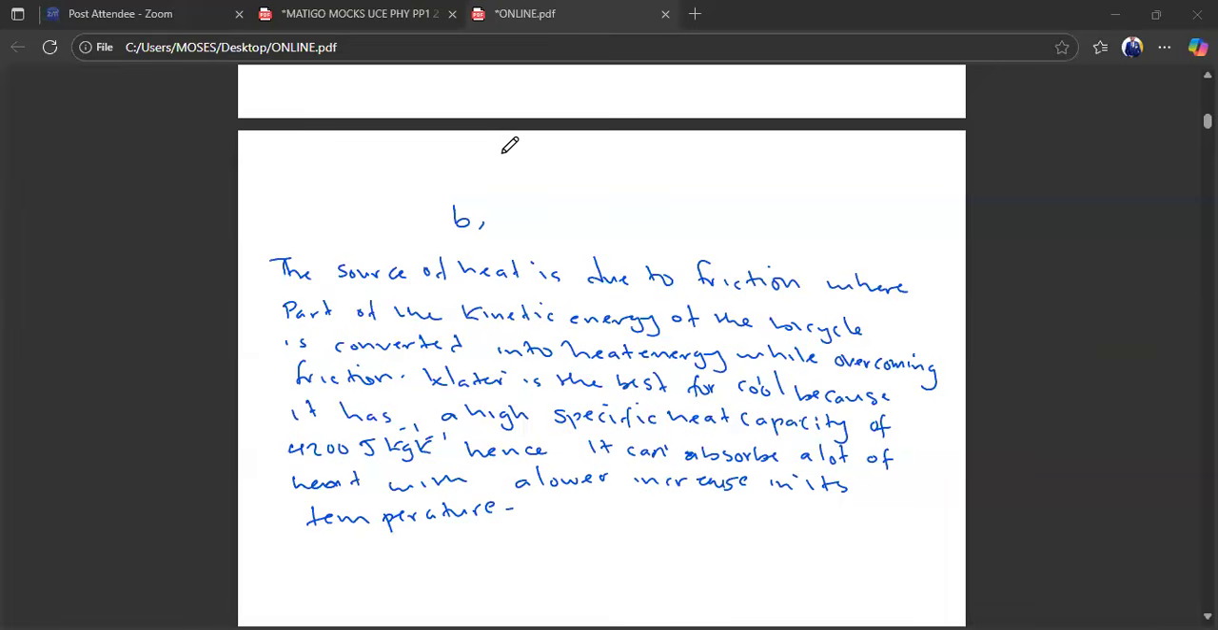Or you can even say it can absorb large amounts of heat before reaching its boiling point. But don't give the reason as boiling point, because we have other substances that have a higher boiling point than that of water, but they are not being put into application in radiators.